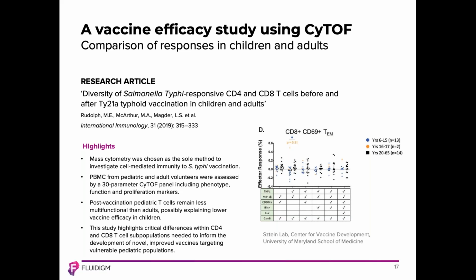Notably, the authors observed that pediatric T cells had more simplistic, limited functional responses than those of adults, who showed a greater multifunctional response. This less robust T cell response observed in children may explain the reduced efficacy of the vaccine in this age group. The study underlines the importance of robust CD8 and CD4 T cell responses in informing vaccine designs in pediatric populations.